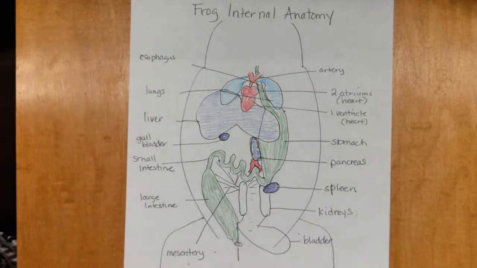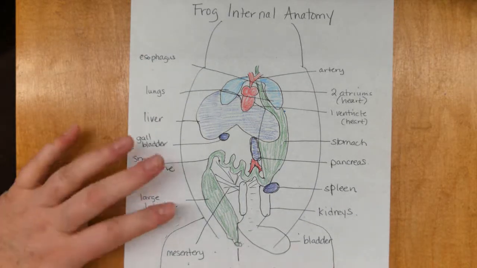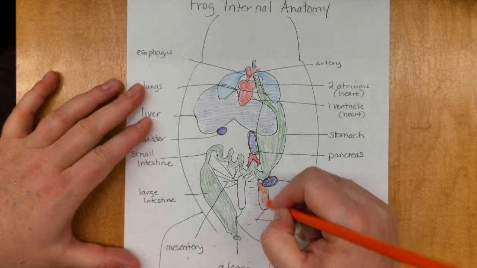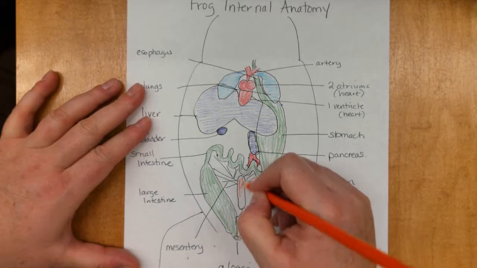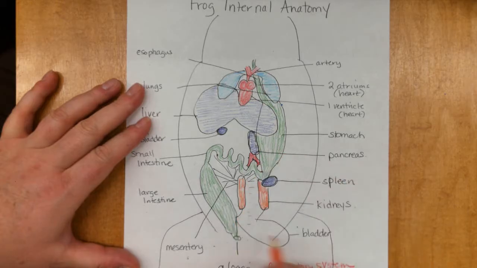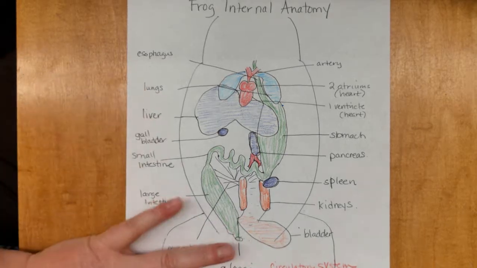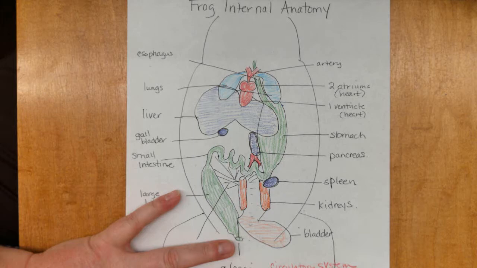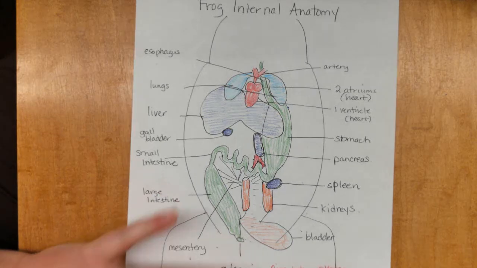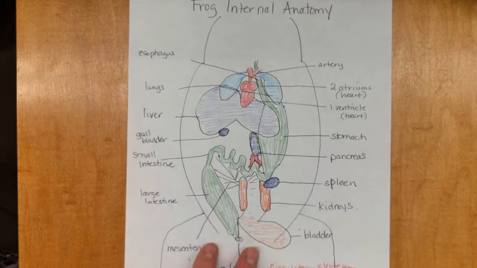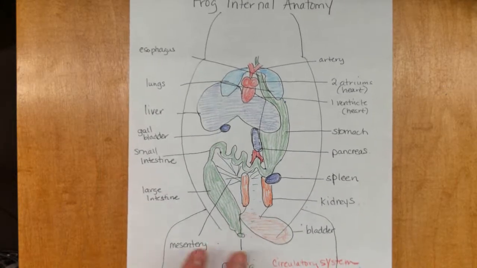And then the last I'll label in orange will be the kidneys and the bladder for our renal system. All right, and that, along with the mesentery, that membrane that holds all those small intestines in, is the anatomy of the frog.